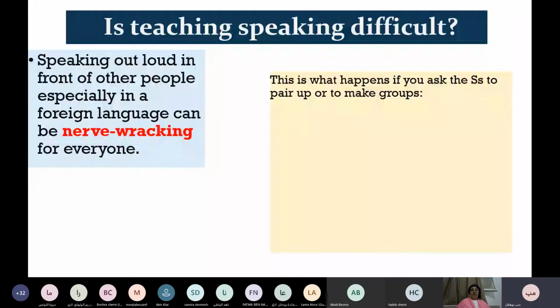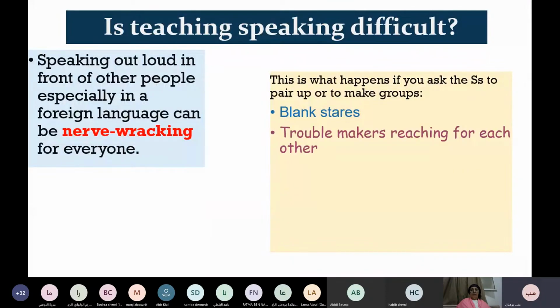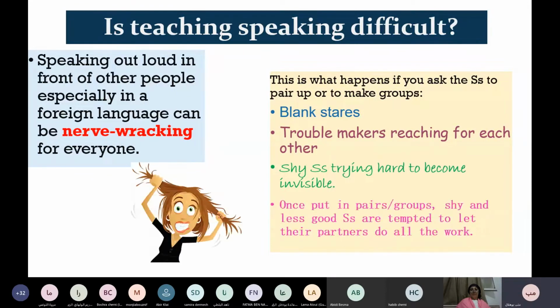Now, what happens in reality is we have blank stares, troublemakers reaching for each other, the shy students trying hard to become invisible, and once in pairs or in groups, shy and less good students are tempted to let their partners do all the work.